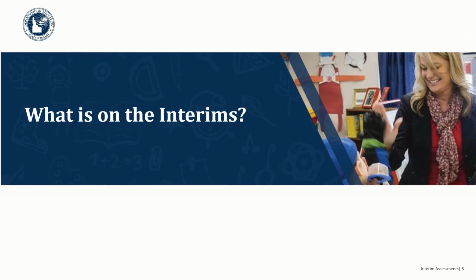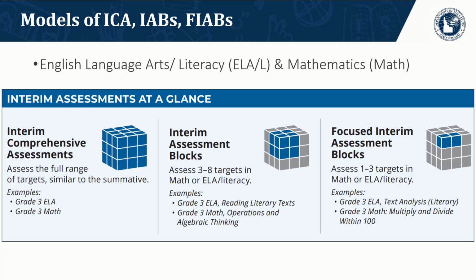Okay, let's start a discussion of what is on the interims. First up, let's talk about the ELA literacy and math interims. There is a veritable alphabet soup of interim types available for ELA and math, so we use these Rubik's Cube models to illustrate their differences, and the differences between them are the number of targets each assesses.